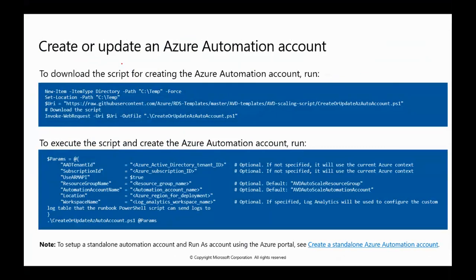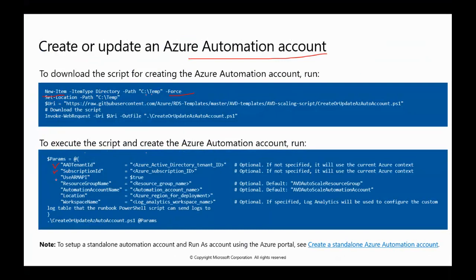Here is how to create or update an automation account using the command prompt or PowerShell. As you have seen, this is the command, new item, and it will be force, of course. This is the command I use. This is the script that will help me to create an automation account. And here is how to execute this script and create a new Azure automation account. This is the script I will need, and this is the account ID. Here is the tenant that it will be placed in. This is also the subscription, because I might have different subscriptions.